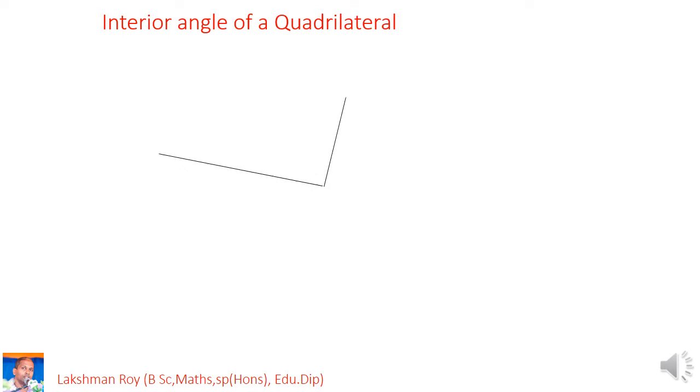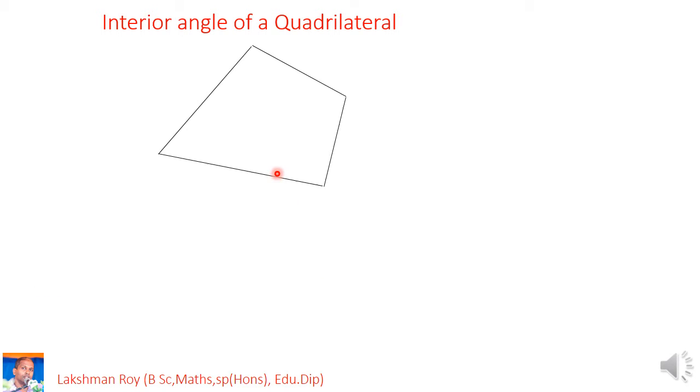Say, students, interior angles of a quadrilateral. So you know what is a quadrilateral. Quadrilateral means a polygon having four sides, right? So let's see, one straight line, another straight line segment, another one. So this is a quadrilateral, four side polygon.